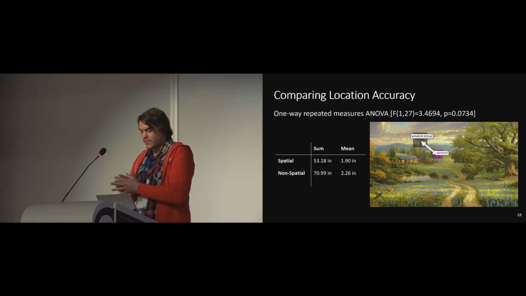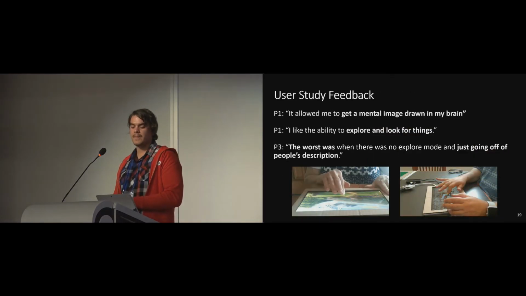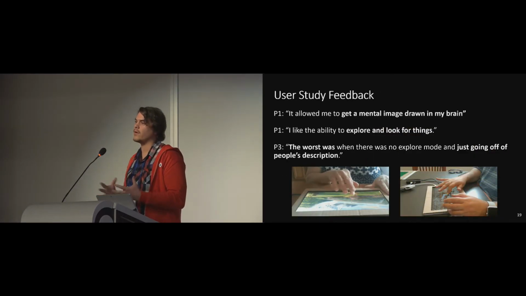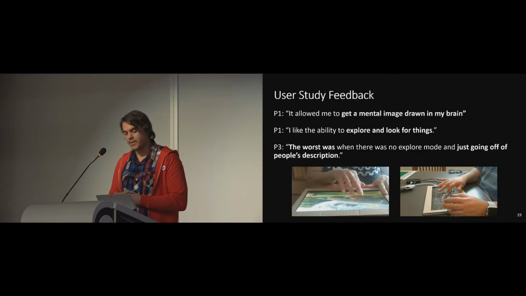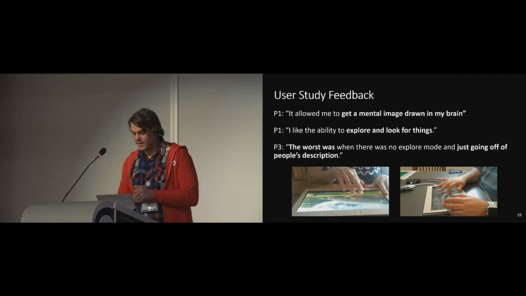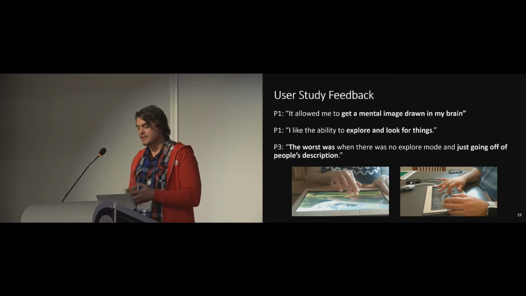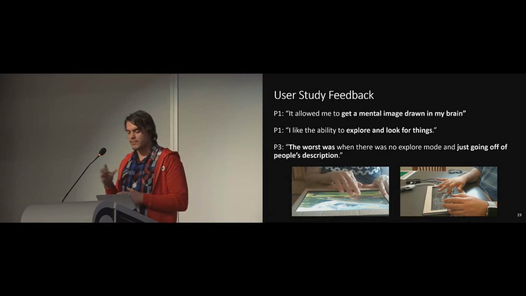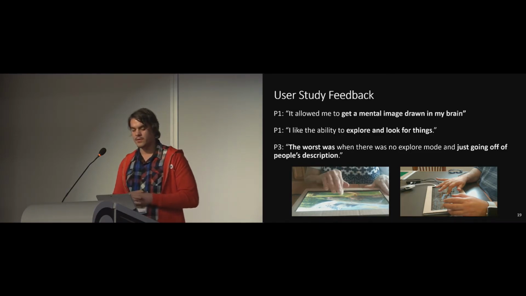And so also the information that we received during our study showed that there was an overall positive feedback about the system. For example, P1 said it allowed me to get a mental image drawn in my brain. It's like the spatial features allowed the user to draw a picture of the image in their head because they could feel where things were located in relation to one another.